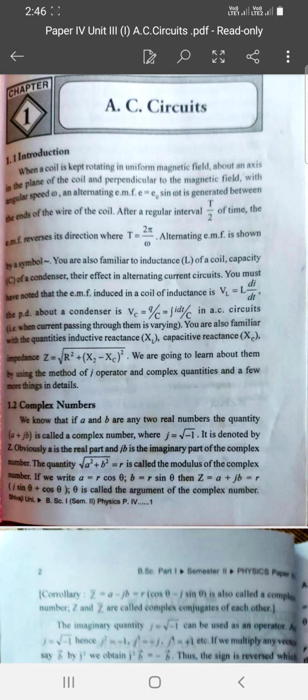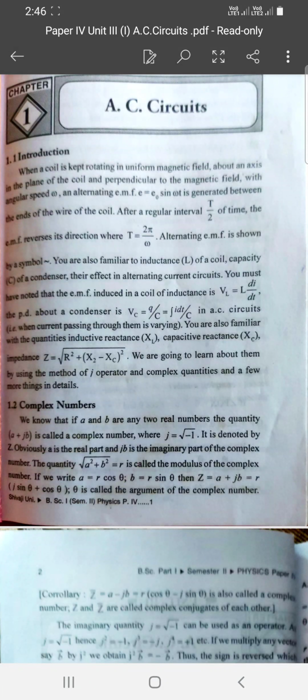Now the EMF induced in a coil is known as inductance, denoted by V_L equal to L times di by dt, that is, the rate of change of current, or time derivative of current, times L, is equal to the EMF induced in a coil of inductance L. And the potential difference across the condenser is V_C equal to Q upon C. What is Q? The charge, and it is equal to integral I dt upon C, which means it is again related to the current in AC circuits.